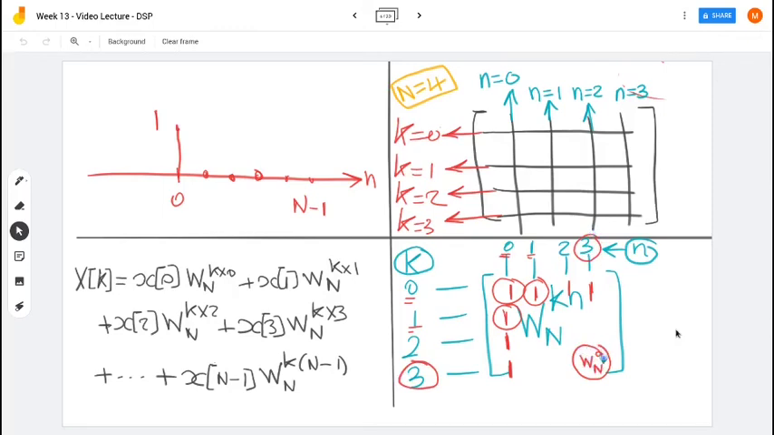And what about this value over here? This value over here would be W_N to the power kn. k is equal to 2 and n is 3, so it will be W_N to the power 6. And so on. So computing this matrix is actually very straightforward. It's just W_N to the power kn, and the rows correspond to k going from 0 up to N minus 1, and the columns correspond to n going from 0 up to N minus 1.